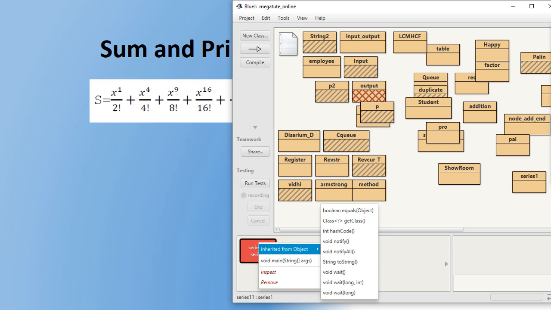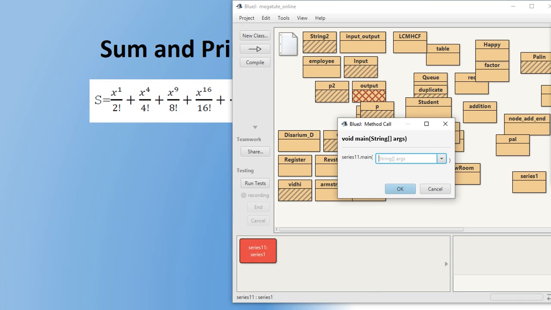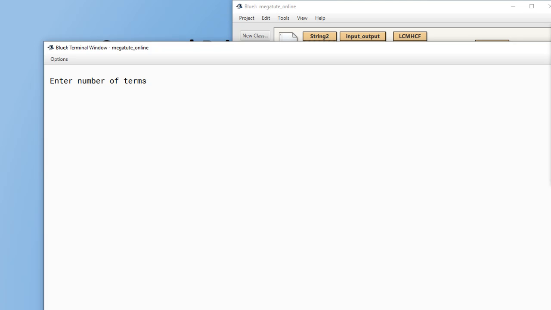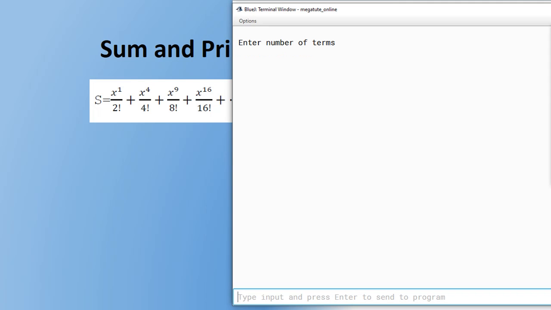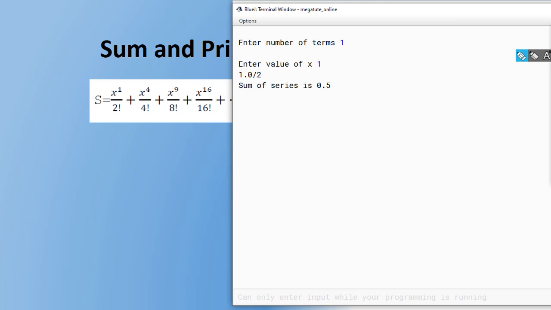Okay, so here I'll just scroll it down and I'll give the values. Enter the number of terms 1 and x as 1, so it gave 0.5. That's perfectly all right. It also shows 1 upon 2, the series term.